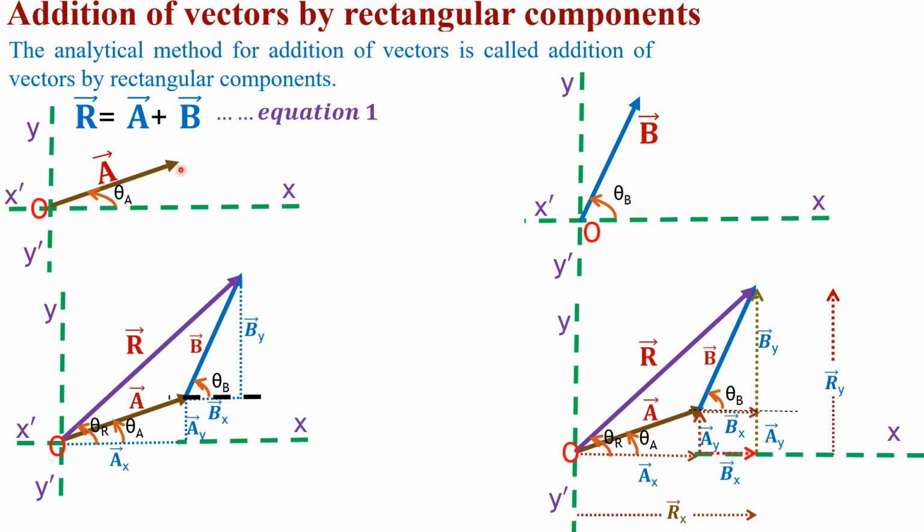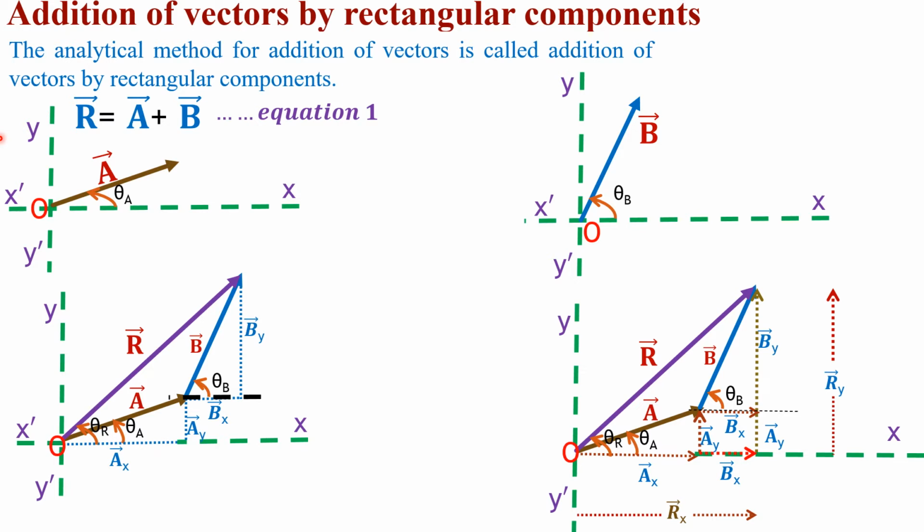Addition of vectors by rectangular components. The analytical method for addition of vectors is called addition of vectors by rectangular components. This method is more precise and accurate because it is mathematical rather than geometrical.